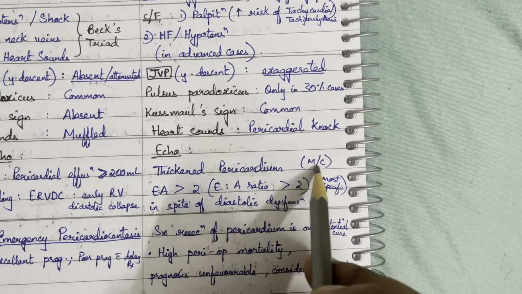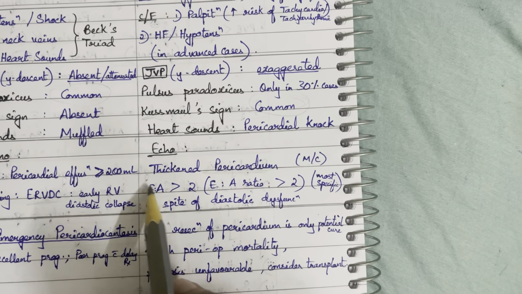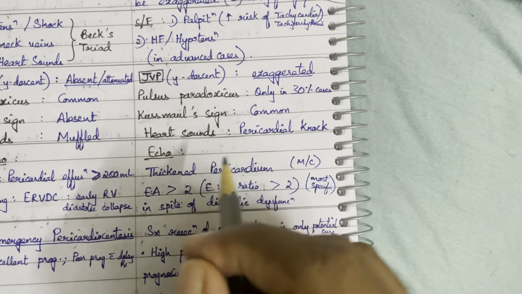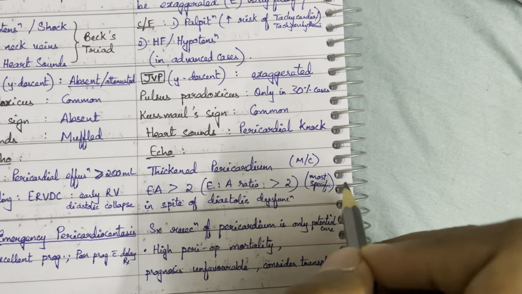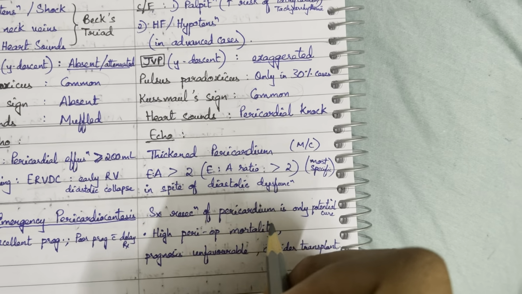Next echo, you'll find a thickened pericardium, and also an exaggerated early filling phase. Mainly A is affected, so E is increased, A is decreased, so the E to A ratio is greater than 2. It is more specific on echo. So surgical resection of the pericardium is the only potential cure.